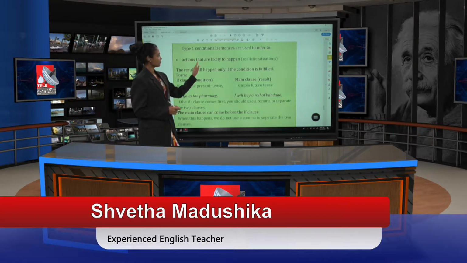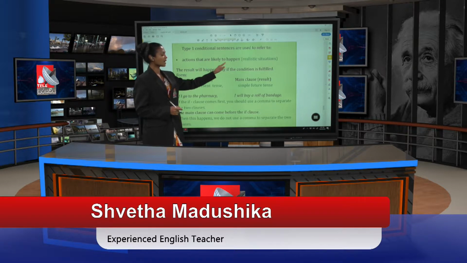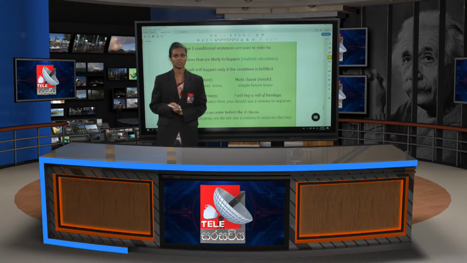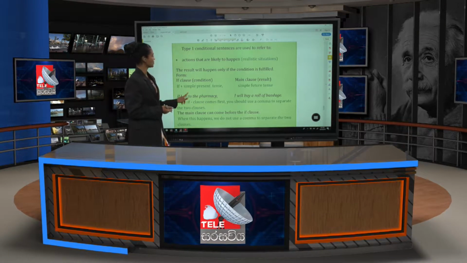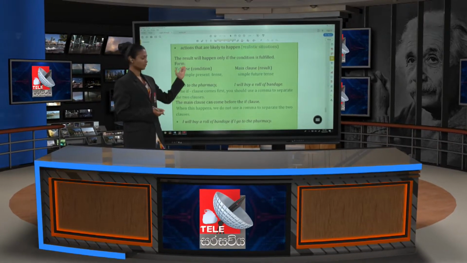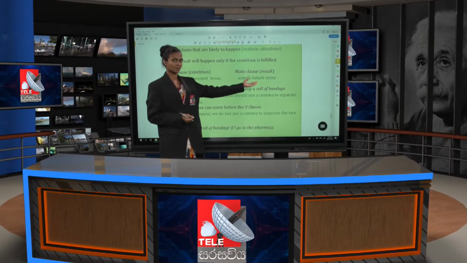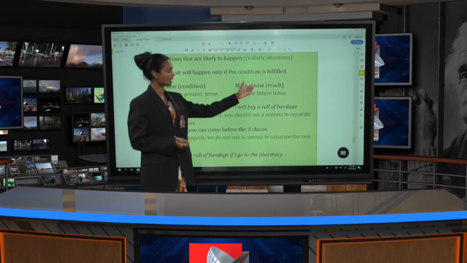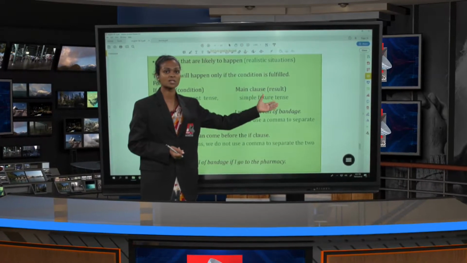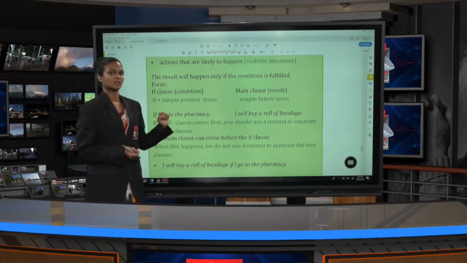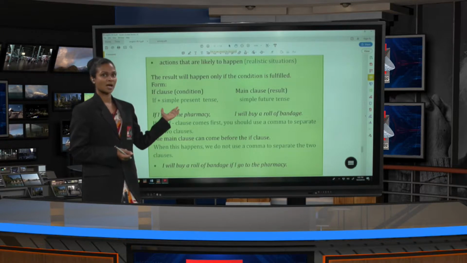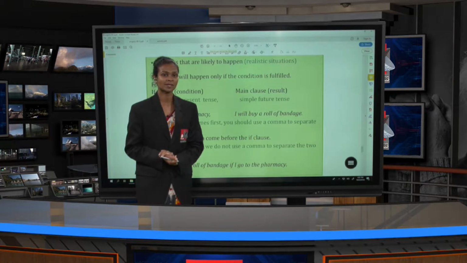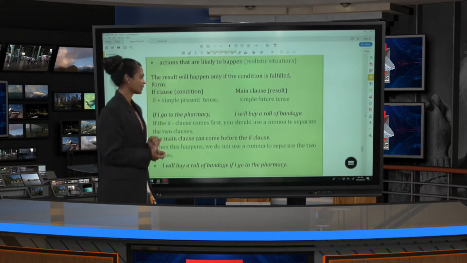They are used for the actions that are likely to happen, සිද්ධ වෙන්න තියෙන දෙයක් in our realistic situations, right? I told you how to use them. Here, if clause and the main clause, right? If clause is the condition, a condition එක සිද්ධ වුණොත් තමයි main clause එකේ තියෙන දේ result එක සිද්ධ වෙන්නේ. If clause should be if plus simple present tense and the main clause should be simple future tense. I think you can remember like this.